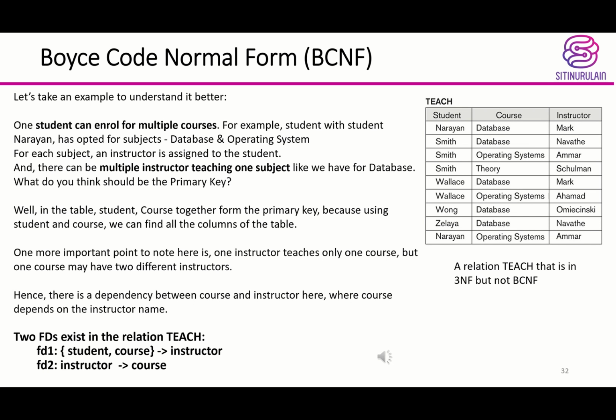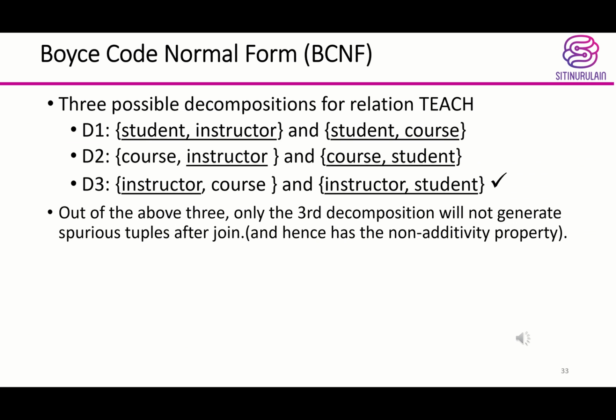Two functional dependencies exist in the relation teach. FD1, student, course determines instructor. FD2, instructor determines course. There are three possible decompositions for relation teach. D1, student, instructor, and student, course. D2, course, instructor, and course, student. D3, instructor, course, and instructor, student. Out of the above three, only the third decomposition will not generate spurious tuples after join, and hence has the non-additivity property.